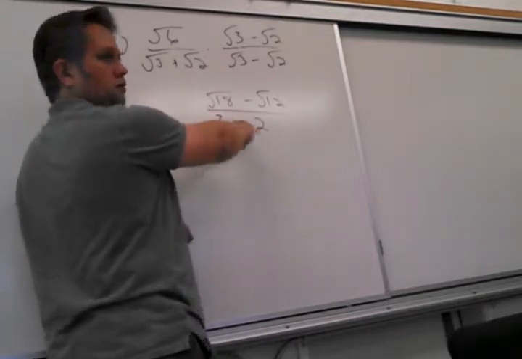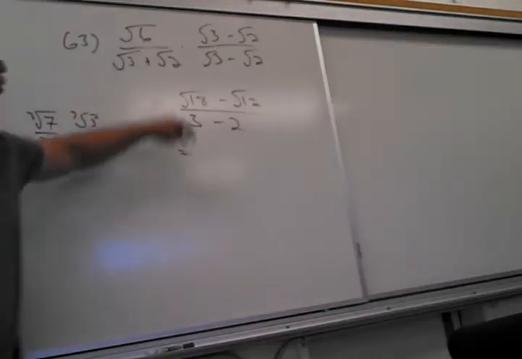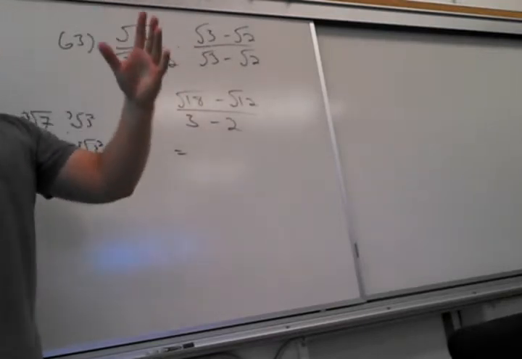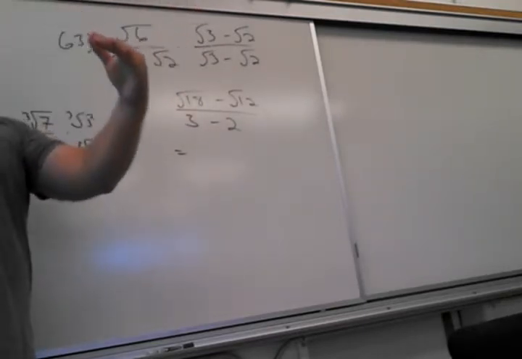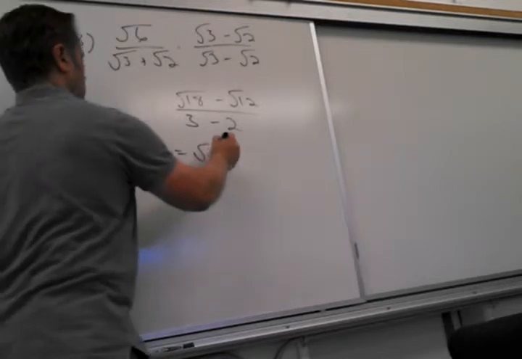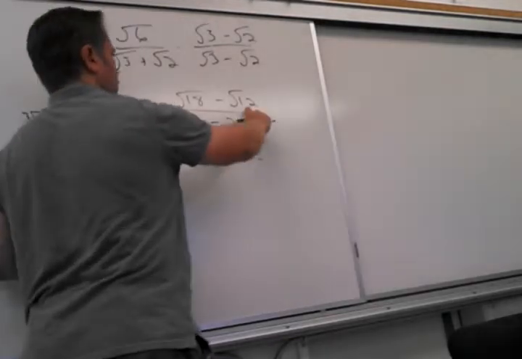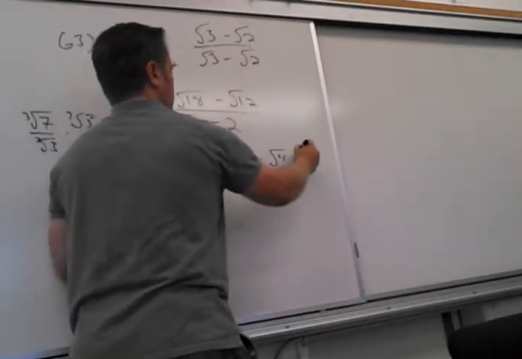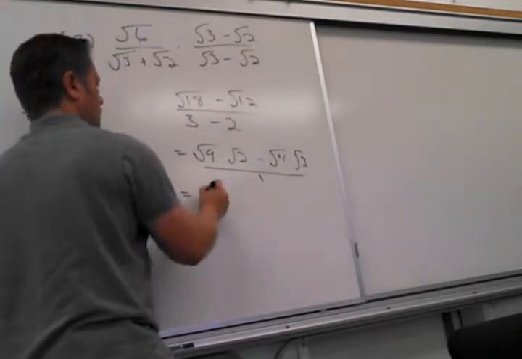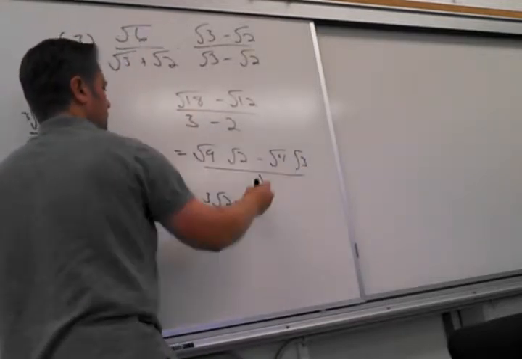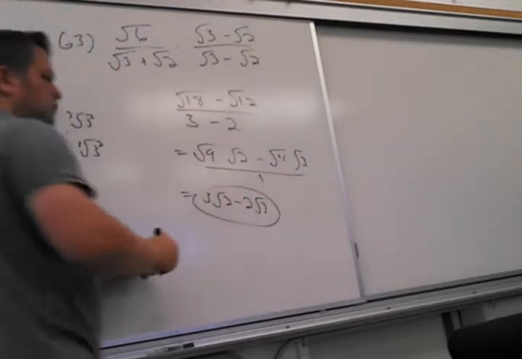You guys kind of with me still? What can you do with rad 18? Can you do anything? 18 is 9 times 2, so 3 is out. Cool. And rad 12 is 4 times 3, so 2 rad 3. I like it. So you get 3 rad 2 minus 2 rad 3.